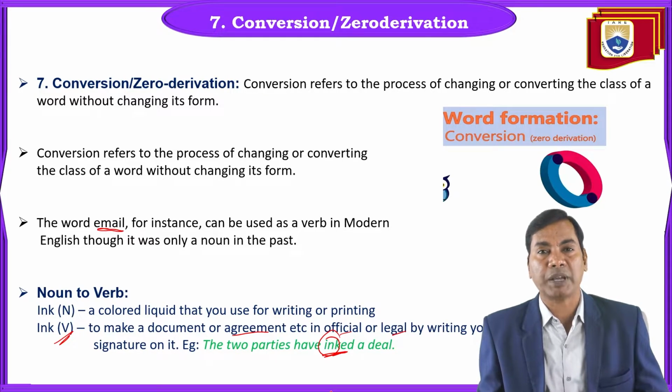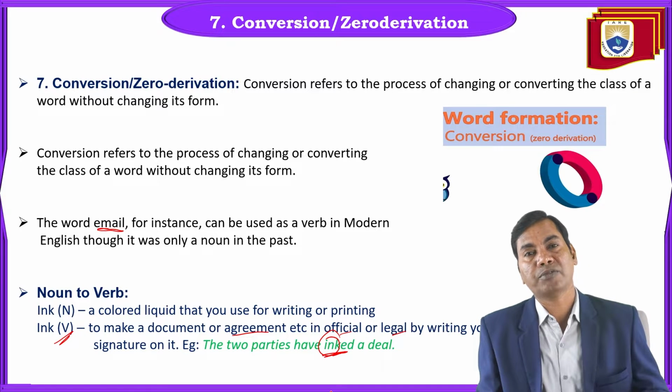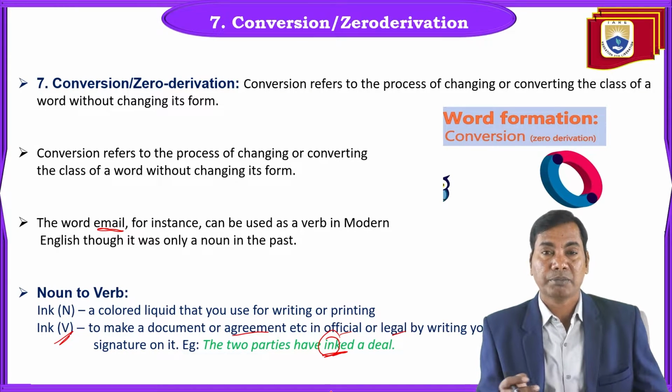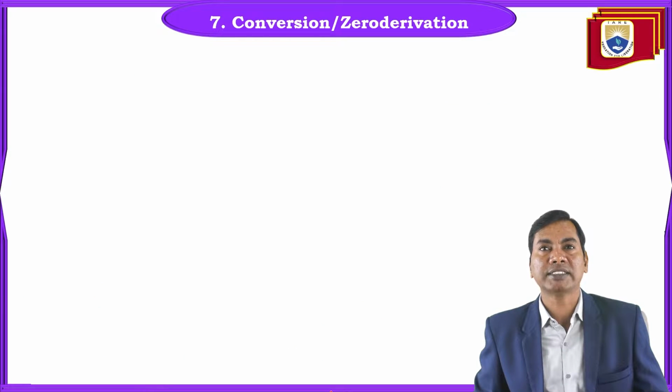So no change in spelling. We did not change the spelling of the word. The same word can be used as a noun or as a verb, right? But now you would find one meaning when you use it as a noun. If you use ink as a noun, it means a liquid which is used for painting. If you use ink as a verb, it means an agreement. Let's look at more examples for easy understanding.